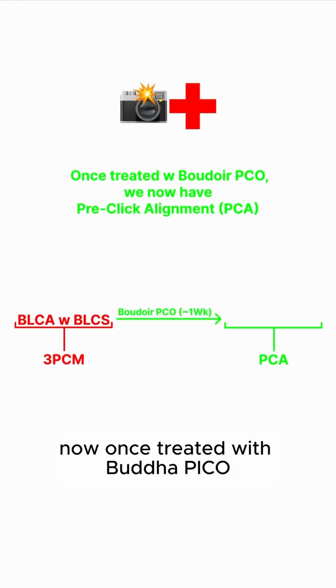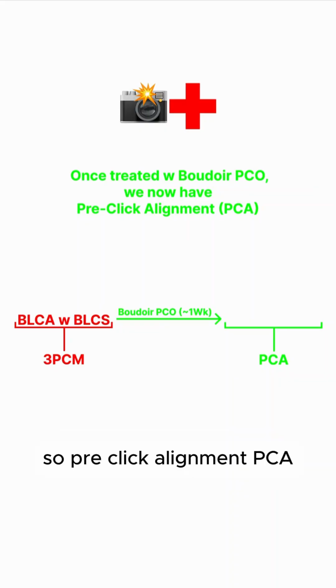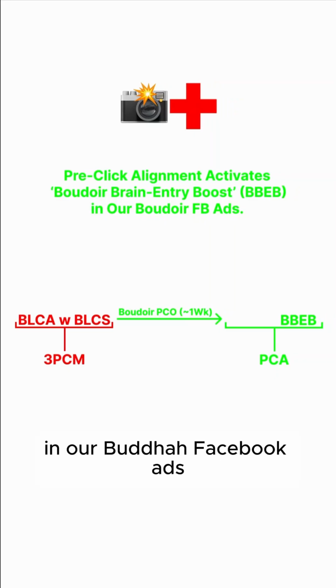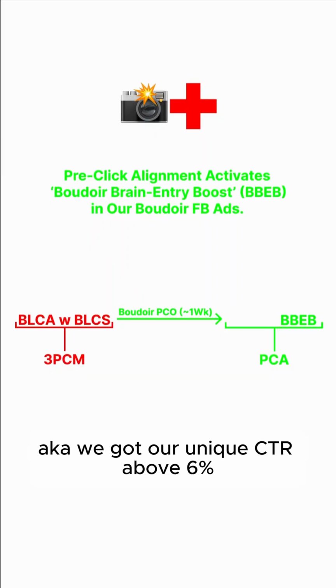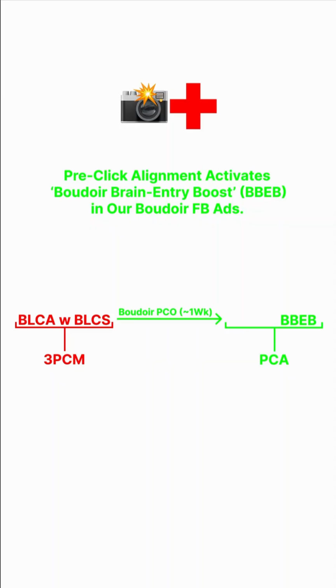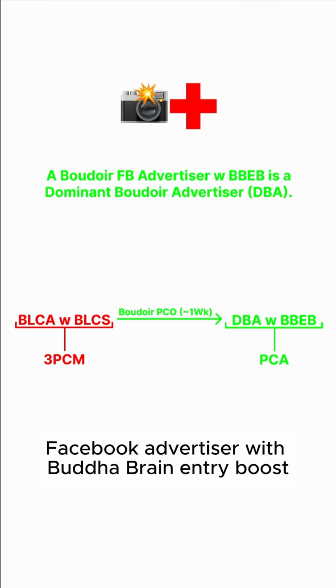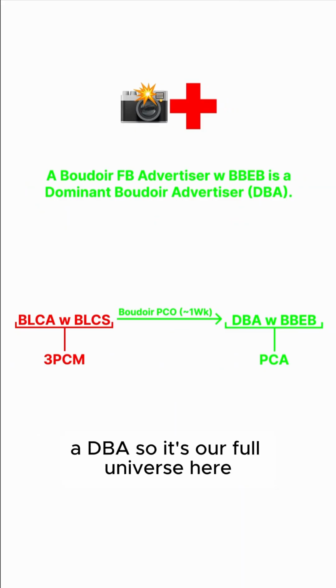Now, once treated with Boudoir Pico, we have pre-click alignment, PCA. Pre-click alignment activates Boudoir brain entry boost in our Boudoir Facebook ads, AKA we've got our unique CTR above 6%. And a Boudoir Facebook advertiser with Boudoir brain entry boost is a dominant Boudoir advertiser, a DBA.